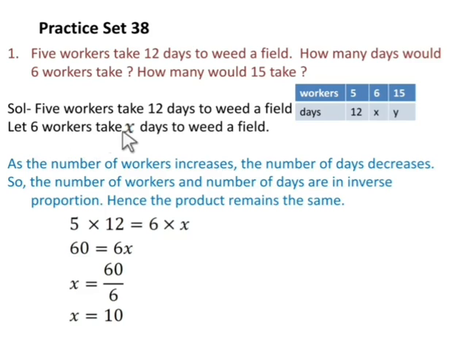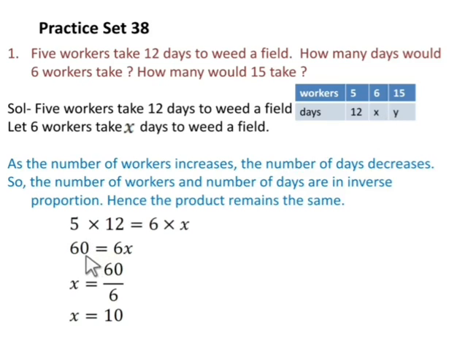So let 6 workers take X days to weed a field. Now as the number of workers increases, the number of days decreases. Hence number of workers and number of days are in inverse proportion. As they are in inverse proportion, the product of the two quantities, that is number of workers and number of days, remains the same. Now the two quantities are 5 and 12, that is 5 multiplied by 12 is equal to 6 multiplied by X. From the table you can see here 5 multiplied by 12 equal to 6 multiplied by X.